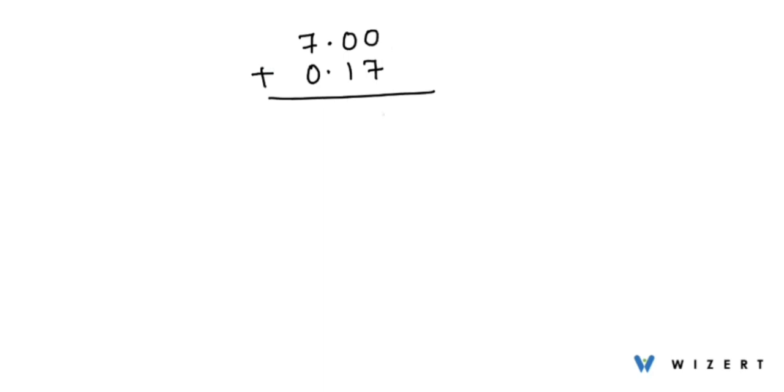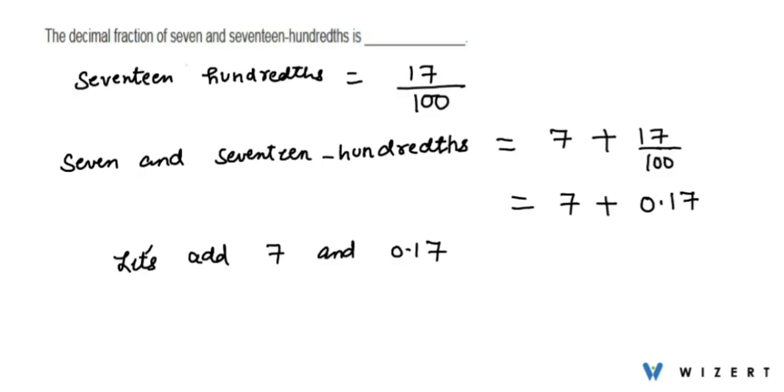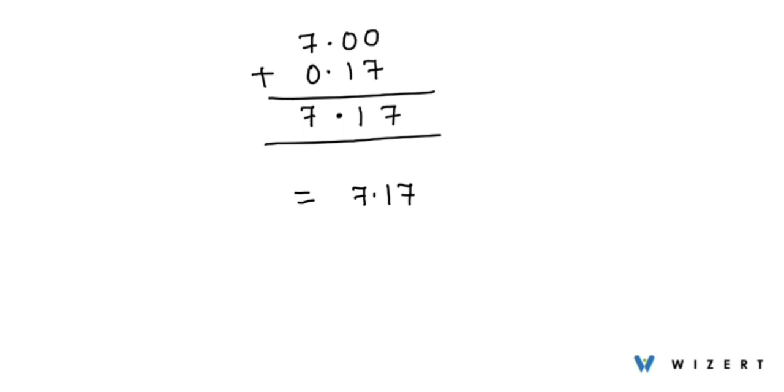So 0 plus 7 is 7, 0 plus 1 is 1 and the decimal point will be in the same place, and then 7 plus 0 is 7. So finally our answer is 7.17. So when we add 7 and 17 hundredths we will get 7.17. So this is our answer.